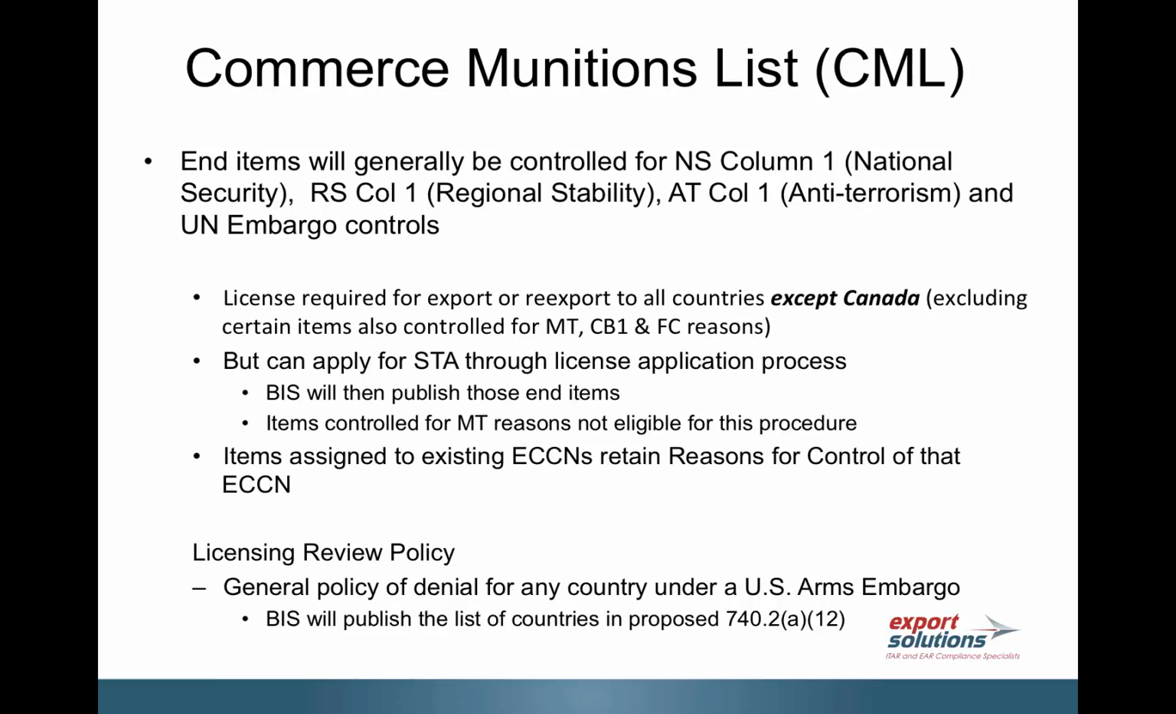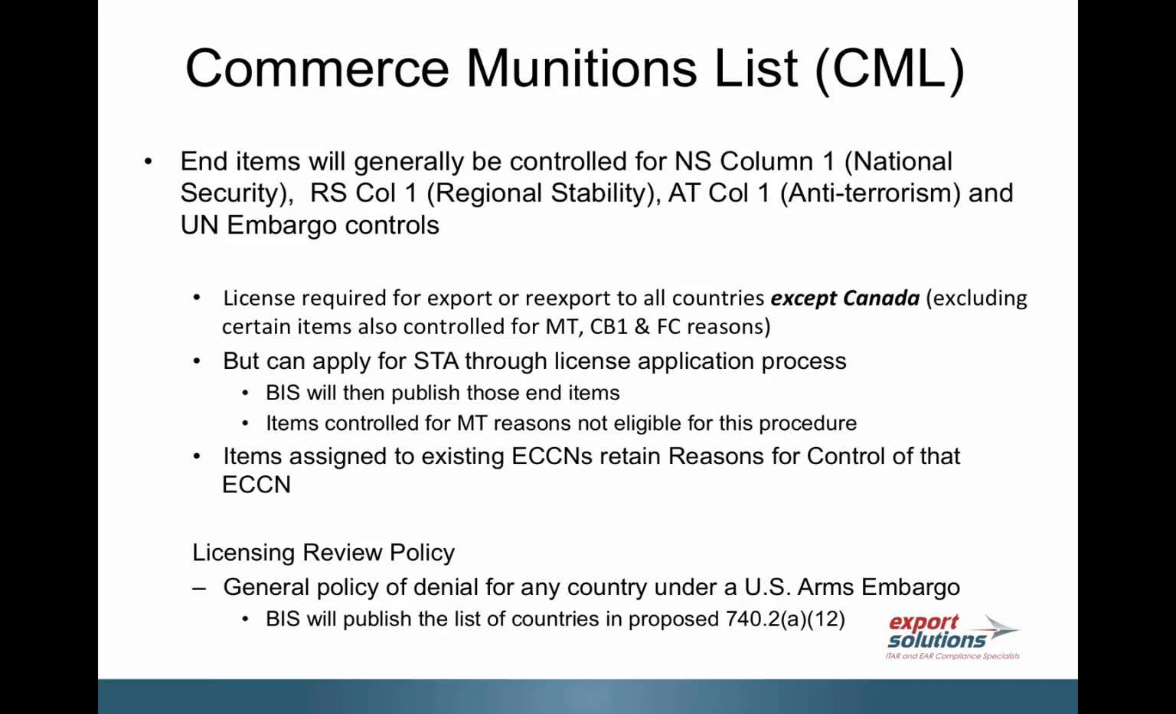Okay, a little more on the CML. Items will generally be controlled for national security, column 1, regional stability, also column 1, and the column 1 of anti-terrorism, and then any UN embargo controls. So those are still there, and that's what they're trying to limit it to. Let's see, a license will still be required for the export or re-export to all countries except Canada. Canada has always had a special relationship with the United States with regard to export compliance, and that is certainly kept up here and probably strengthened a bit.